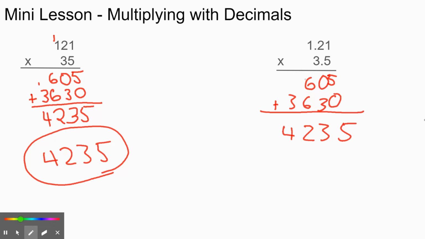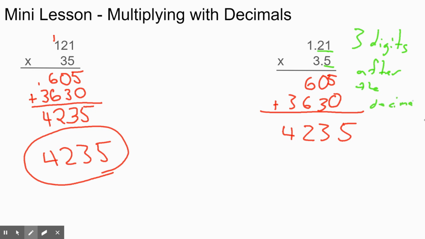What we're going to do is look at how many place values we have after the decimal. So if we look at our decimal, we have a 2 and a 1 after the decimal. In the 3.5, we have just a 5. So we have 3 digits after the decimal. So if we imagine our decimal point is here, that means we're going to move our decimal point 3 spaces to the left. So our decimal is now going to be here.